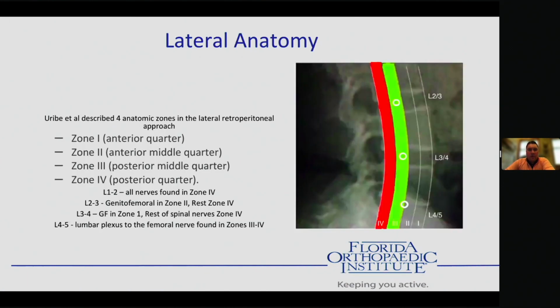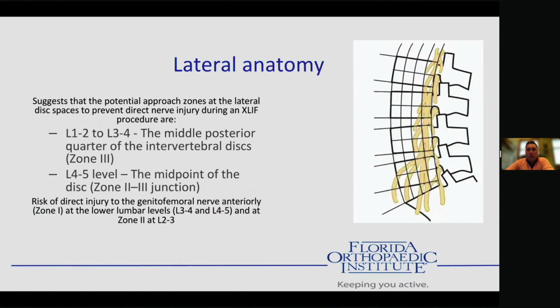The lateral anatomy was well described by Uribe in 4 anatomical zones. What he discussed about the zones is where the nerves lie and where the most appropriate approaches for a lateral approach are, based on the level you're at. And we'll see from some data a little bit later on that this may adjust a little bit when we go to a prone positioning due to the actual positioning of the patient in the prone position.